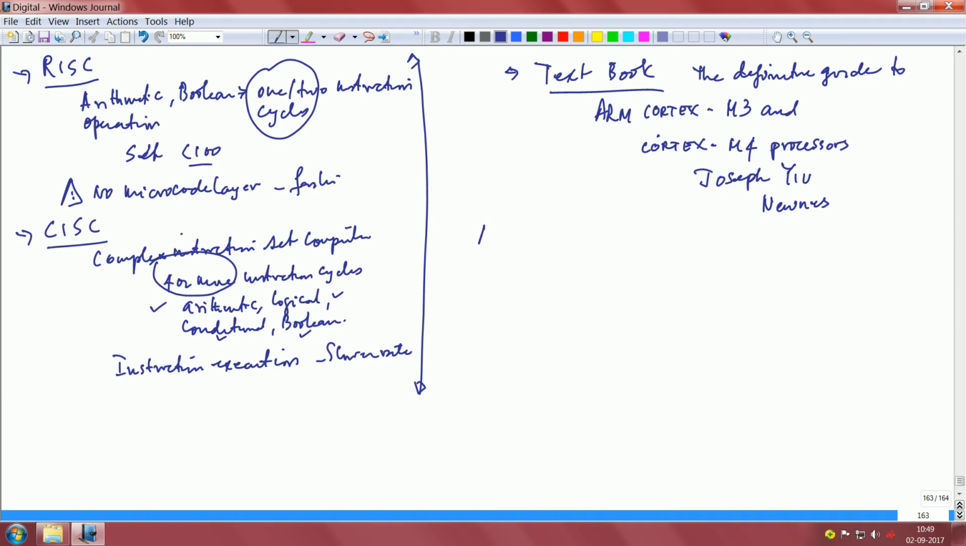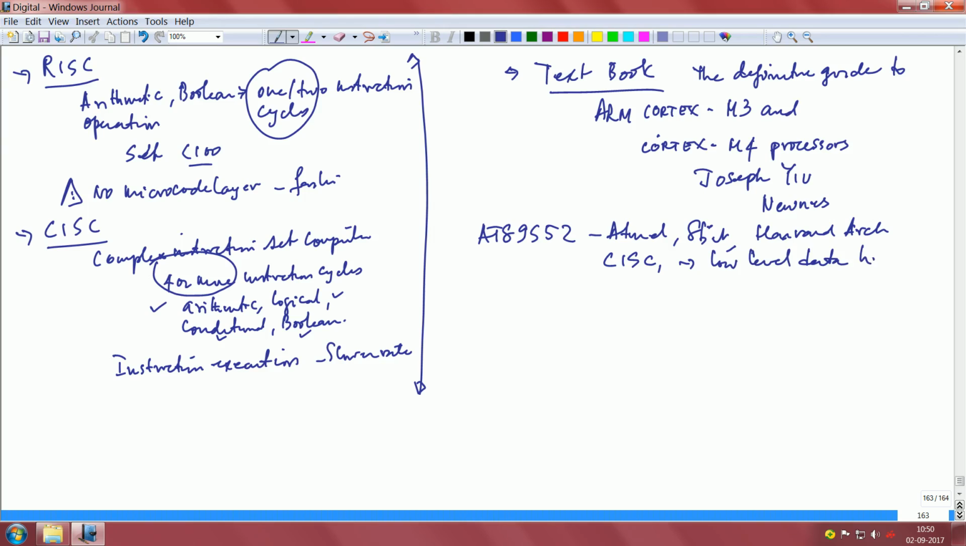If you look at the AT89S52, okay, this is from Atmel and it is 8-bit. It follows the Harvard architecture, that is already very good, and it is CISC based, and it is purely meant for, let us say, low level data handling.